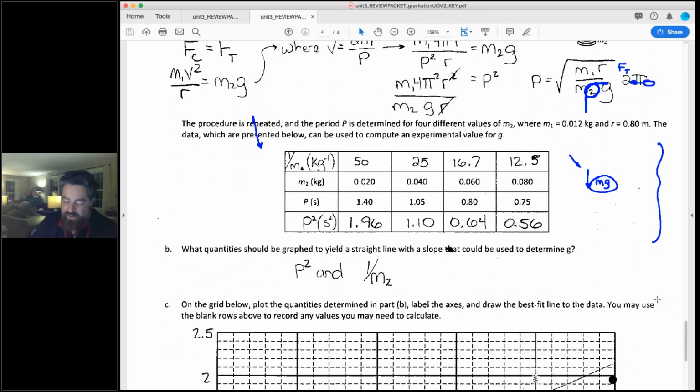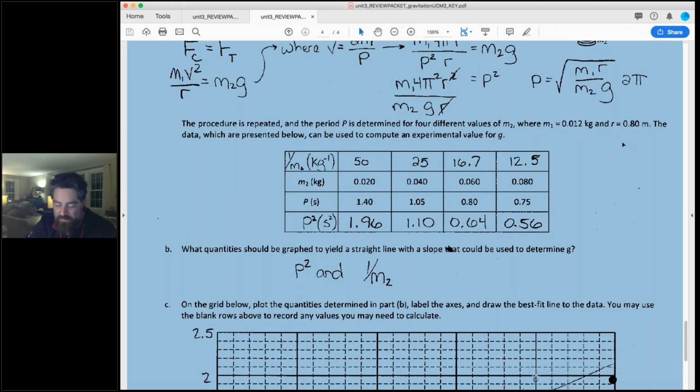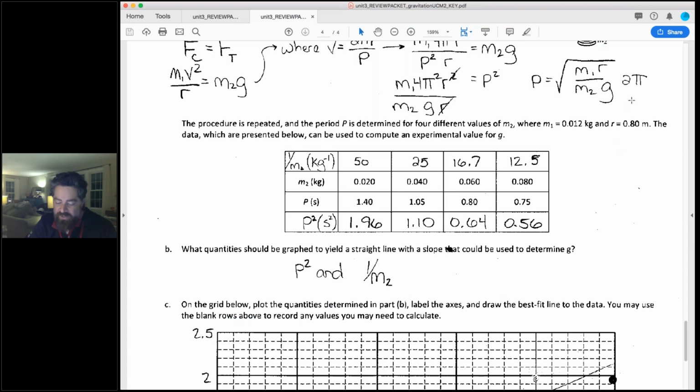So we repeat the procedure with 4 different values of M2, which is the hanging mass. And M1 now has these values. M1 is 0.012 kg, or 12 grams, and a radius of 80 centimeters. And the data is presented below, which can be used to compute an experimental value for g. So I want to draw your attention up here to this relationship between period. It's kind of obnoxious that they use the letter P. We've already established that period is typically represented with capital letter T, but it doesn't matter. And so this is a question about a technique called linearization.